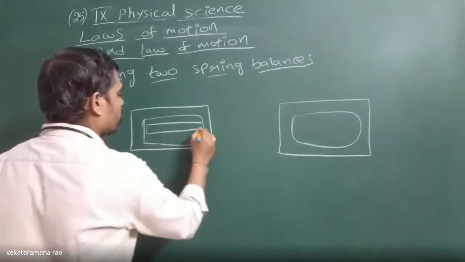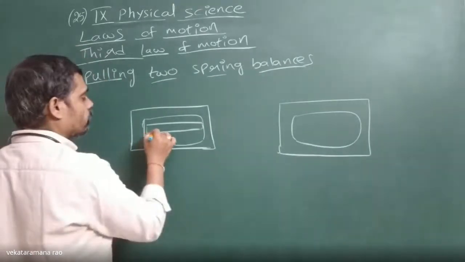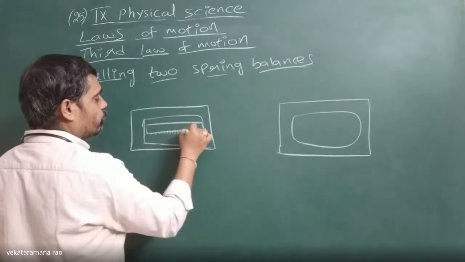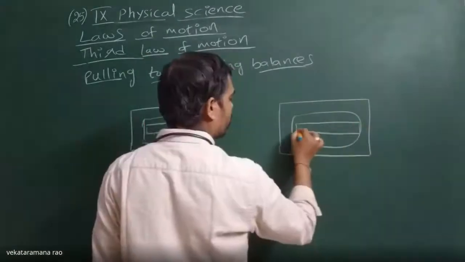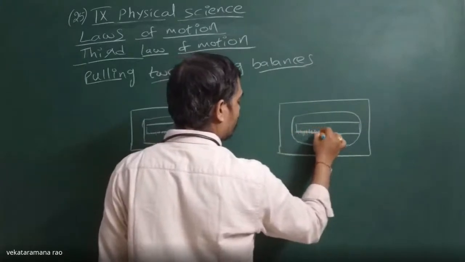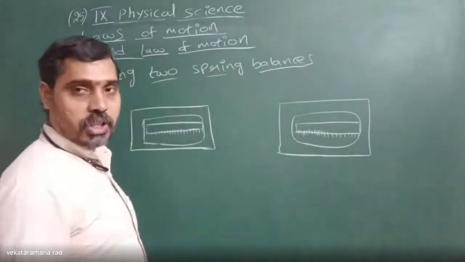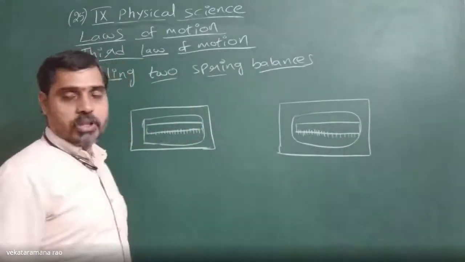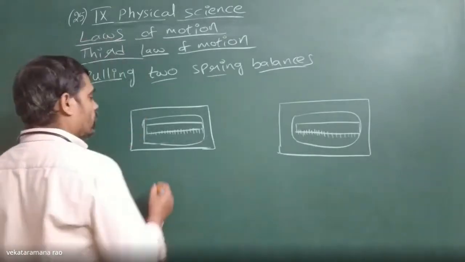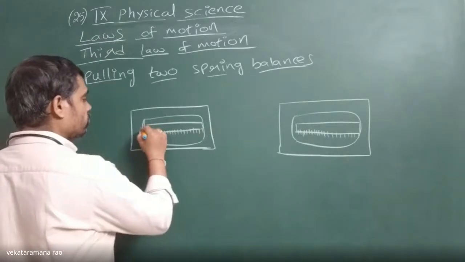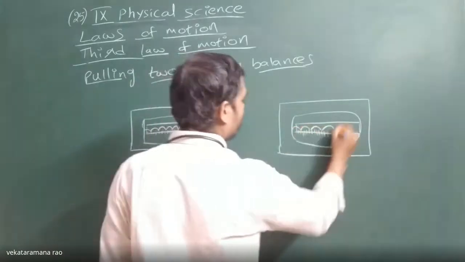We are able to see the readings. Readings are calibrated on the scale, which will give an idea about how much force is applied. Here also we'll have one scale with readings calibrated in terms of newtons or dynes, or else in terms of kg meters per second squared or gram centimeters per second squared. Then we'll have a spring. Here also we'll have a spring.